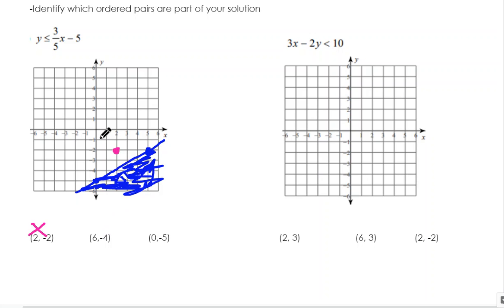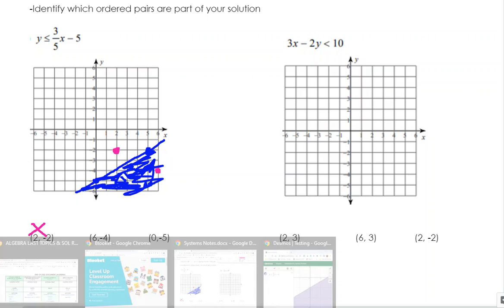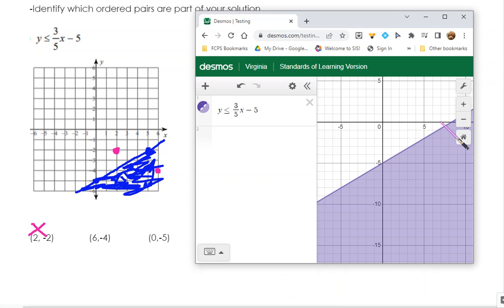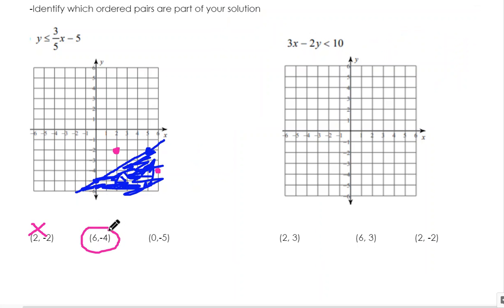All right, so let's try (6, -4). If I go over to 6 and go down to -4, that would be here. That's in our shaded region, right? And if we're just doing it on Desmos, I could see that here too. 6 is here, -4 would be like here, right? So it's in our shaded region. So that's part of our answer. So that is a solution.